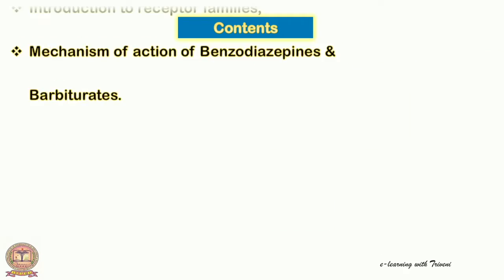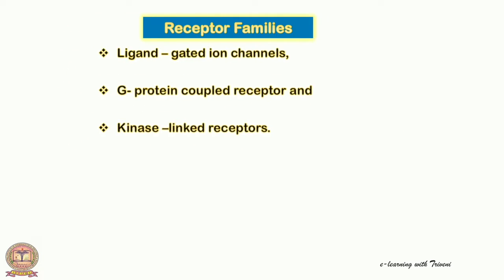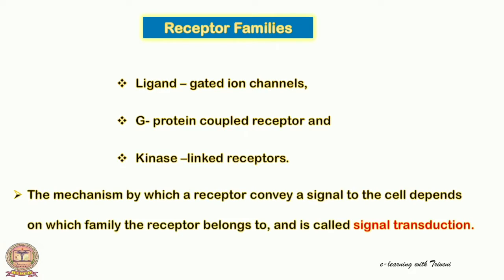In this video, I am going to explain the introduction to the receptor families, and the mechanism of action of benzodiazepines and barbiturates. Coming to the receptor families, or the different types of receptors: receptors are mainly categorized into three types. They are ligand-gated ion channels, G-protein coupled receptors, and kinase-linked receptors.